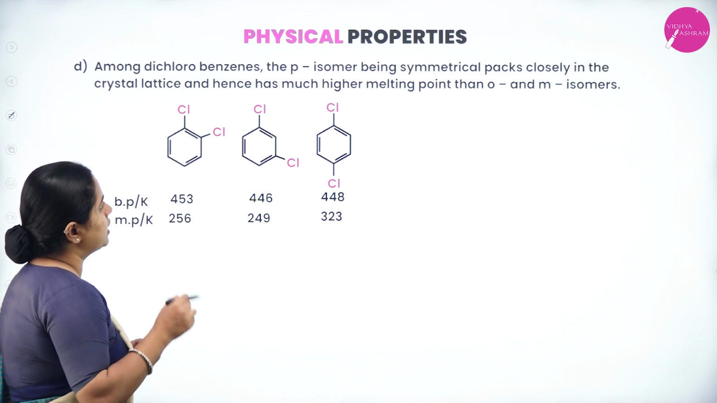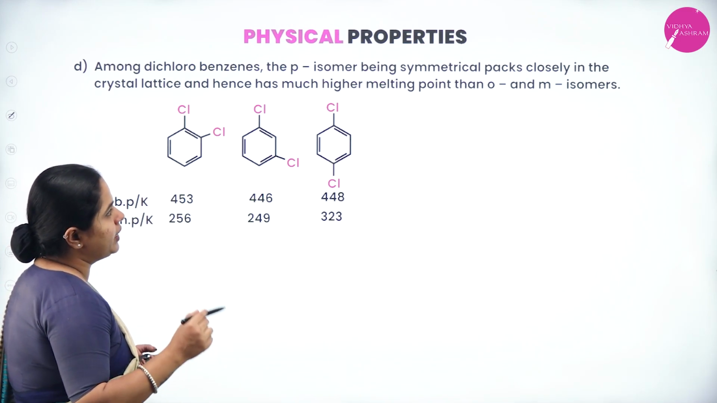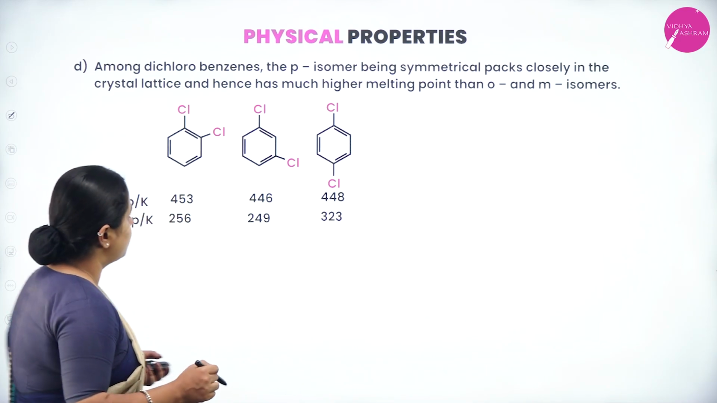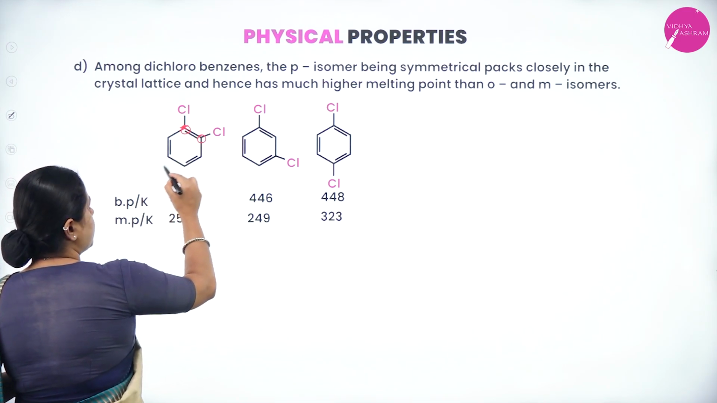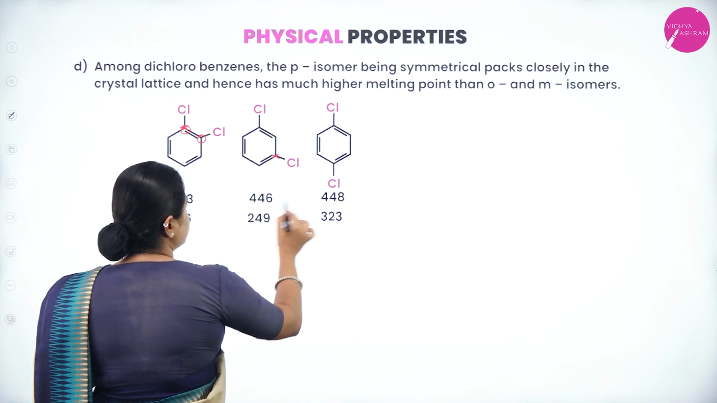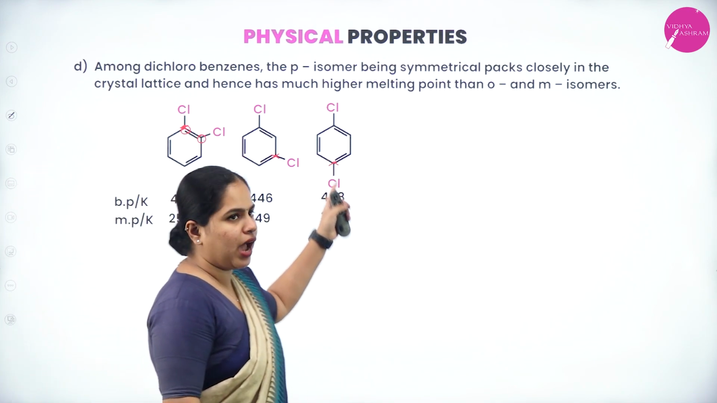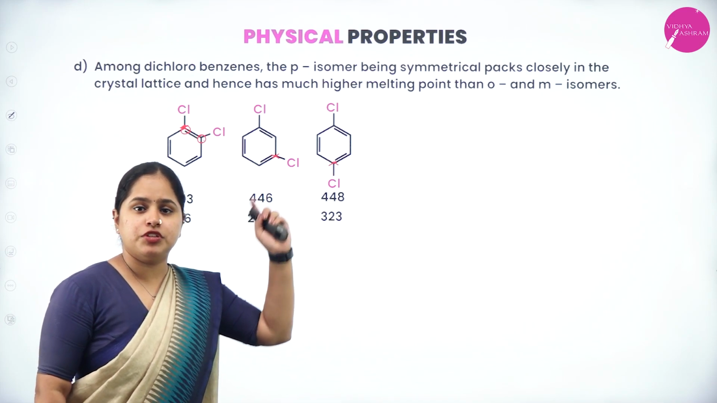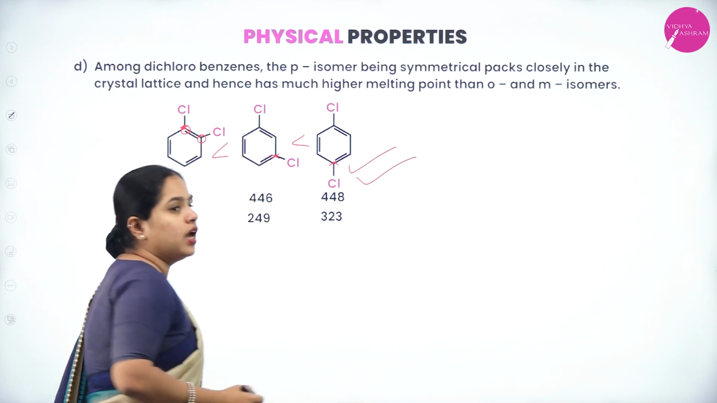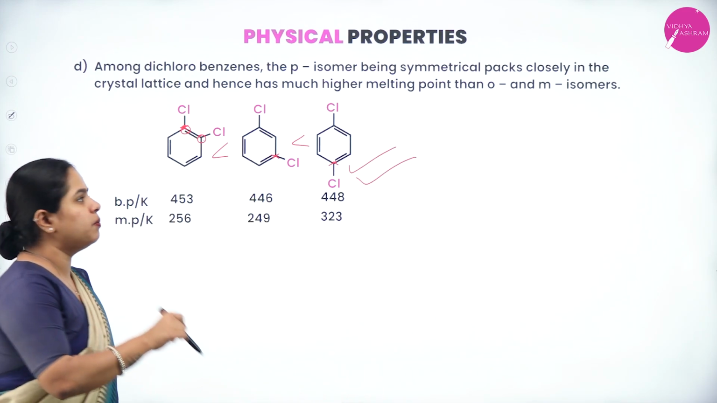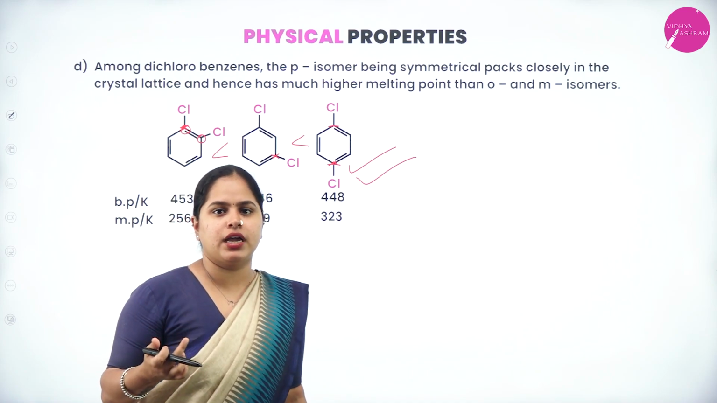Among dichlorobenzenes, the para isomer, being symmetrical, packs closely in the crystal lattice and hence has a higher melting point than the ortho and meta isomers. We have already studied this. This is the ortho position. If you are considering this particular carbon atom, this is its ortho position, this is the meta position and this is the para position. So this is ortho dichloro, this is meta dichloro and this is para dichloro. If you are considering these three, which one will have the highest melting and boiling point? The para isomer will have the highest melting and boiling point because it is symmetric. As you can see, one chlorine atom is here and another chlorine atom is in the opposite position. So it is symmetric, hence it will have the highest melting and boiling point.